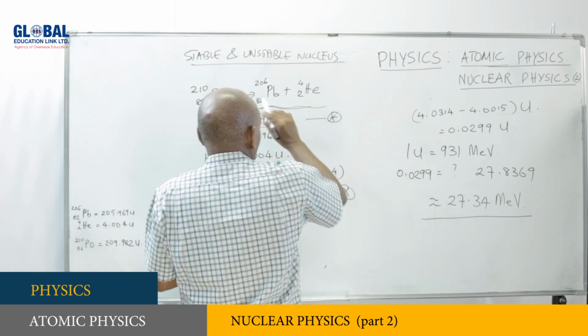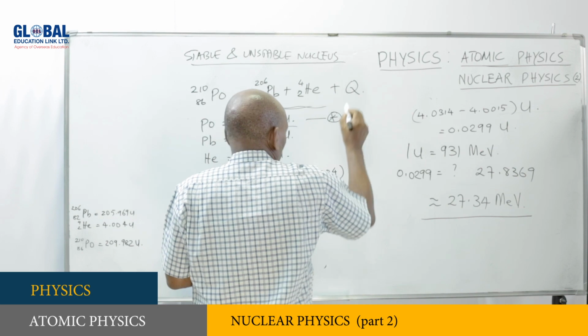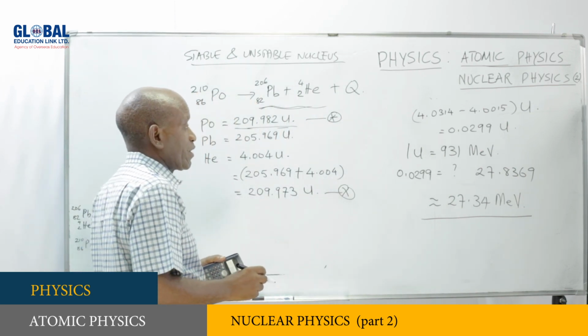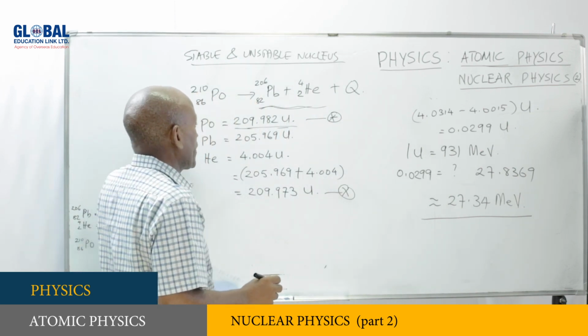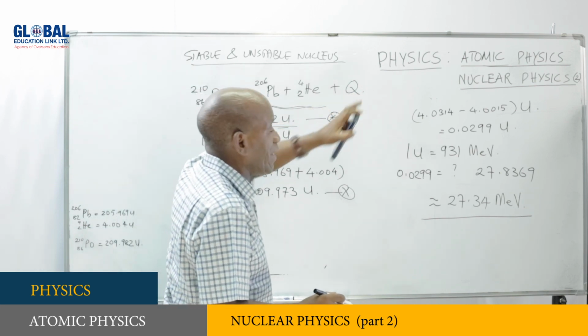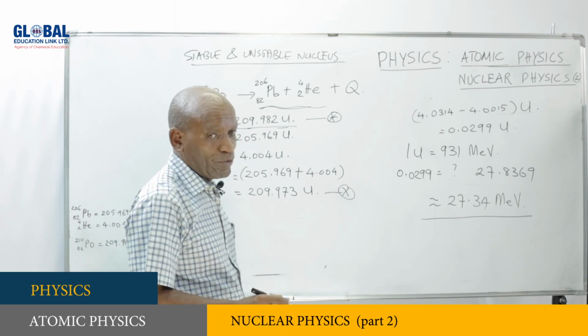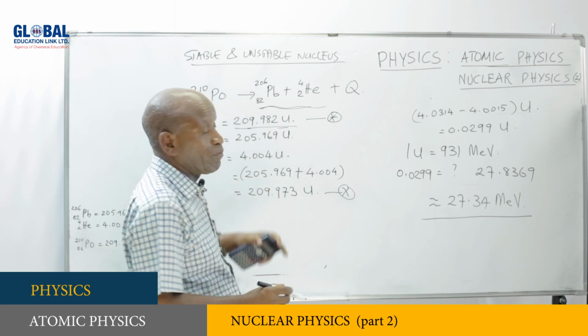And whenever this is produced, there is a release of energy. So the energy will be released in that particular case to make the whole equation stable. And we can determine that particular energy which is released in terms of mega electron volts. But in this case, we have polonium being unstable.